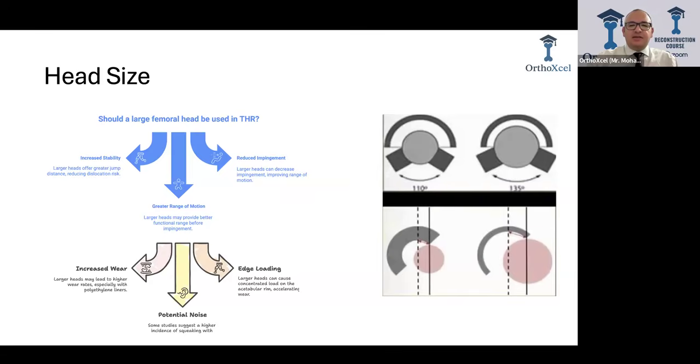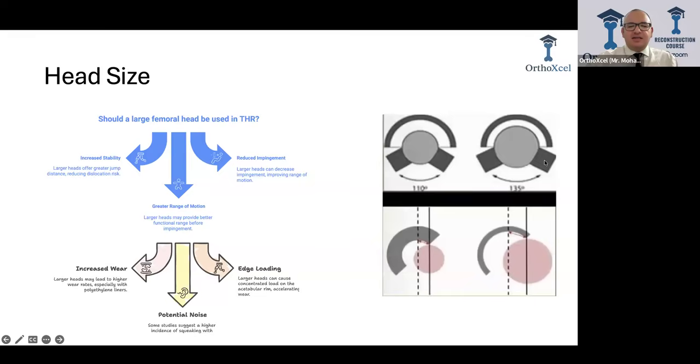So a large head allows for a better range of motion, because the arc of motion of the large head is bigger, as you can see from this picture. At the same time, this is what is called the jump distance. This distance from the head-neck impinging on one end to impinging on the other end depends on the diameter of the head. So if you have a large head, this jump distance is very big, so the risk of dislocation is less.